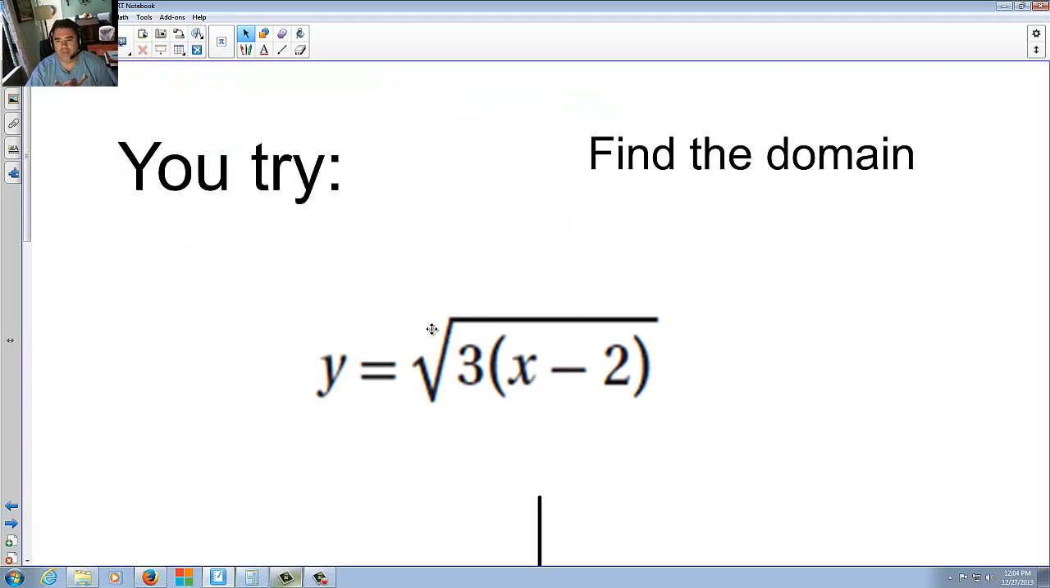You try. Find the domain. In other words, go ahead and put this greater or equal to 0 and find what the x can be. Go ahead. Let's see how you did.